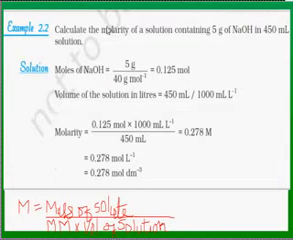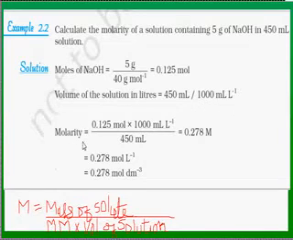Example 2.2, calculate the molarity of a solution containing 5 gram of NaOH in 450 ml solution. Moles of NaOH is equal to 5 gram, which is given in the question, divided by its molecular mass, that is 40 gram per mole. On calculating, we get 0.125 mole. Volume of solution in liters is equal to 450 ml upon 1000. The value is given in milliliter, so dividing by 1000 we get the value in liters.